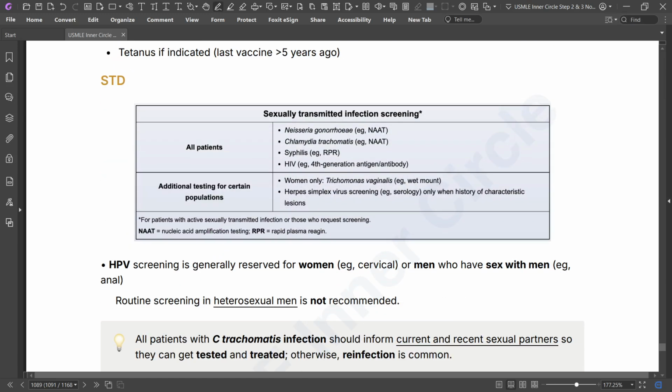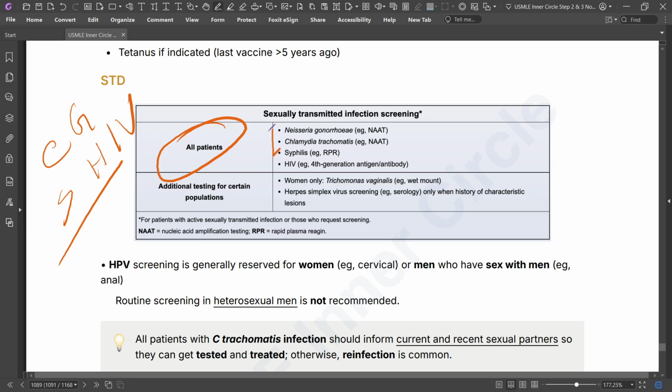STD screening: screen all patients for chlamydia, gonorrhea, syphilis, and HIV. Chlamydia and gonorrhea are tested by NAAT, syphilis by RPR and VDRL, and HIV by fourth-generation antigen/antibody test. Additional testing for certain populations: women only, Trichomonas vaginalis; herpes serology only when there is a history of characteristic lesions.